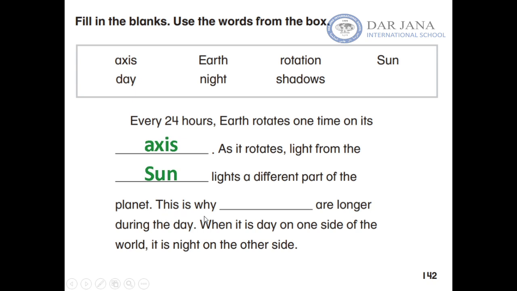This is why what are longer during the day. When it is day on one side of the world, it's night on the other side of the world. So again, this is why what are longer during the day. So what's the thing that's longer during the day? This is why shadows are longer during the day.